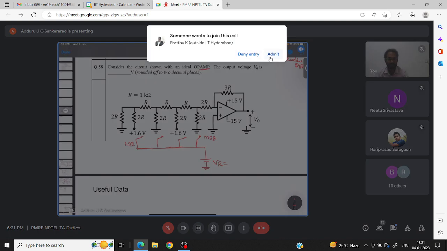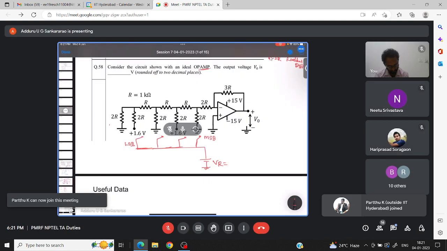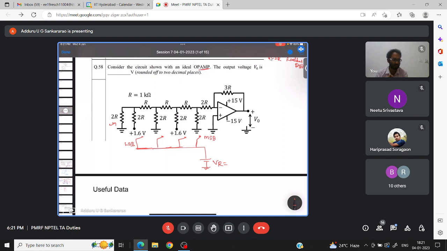And there is an extra 2R here. That extra 2R should be grounded. Okay, that is the actual operation. That is the structure of R to R ladder DAC. This 2R is the extra one. Other than that, you see how many are there.